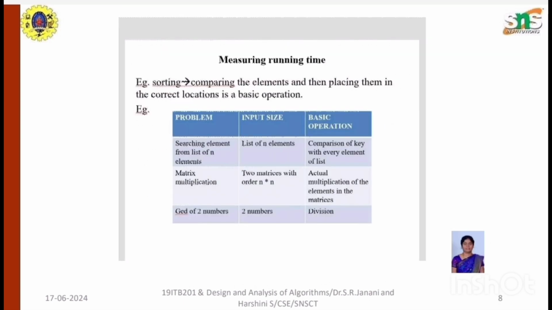Let's see an example, which is sorting. Let's compare the elements and then place them in the correct positions. So this becomes a basic operation. The first example is searching an element from a list of n elements, and the input size becomes the list of n elements, and the basic operation becomes the comparison, that is we are given a key to compare and search. The second example is matrix multiplication. Two matrices are given, that is our input size, and the multiplication which we perform with the given elements is known as the basic operation. Same goes for the GCD problem.